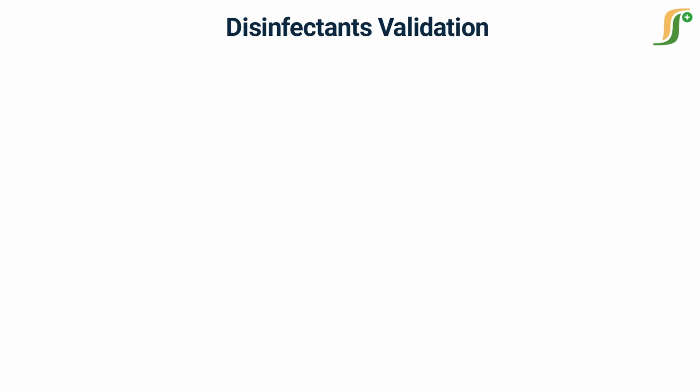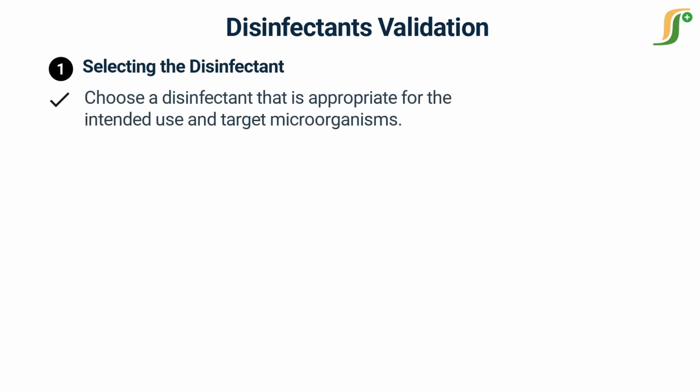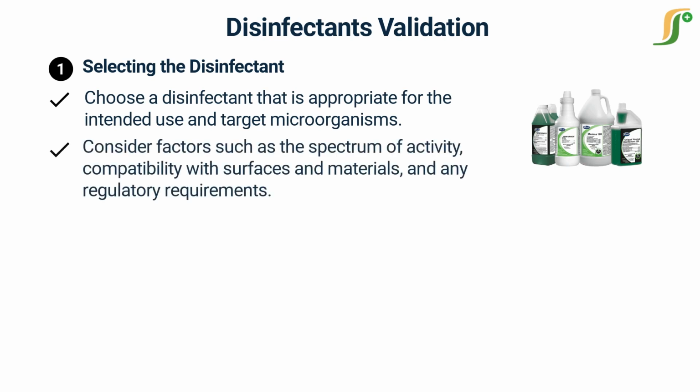The procedure for disinfectant validation involves several key steps to ensure the effectiveness and safety of the disinfection process. Here is a general outline of the procedure. Selecting the disinfectant. Choose a disinfectant that is appropriate for the intended use and target microorganisms. Consider factors such as the spectrum of activity, compatibility with surfaces and materials, and any regulatory requirements.